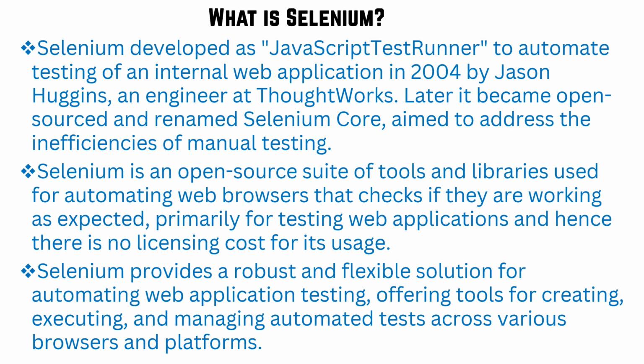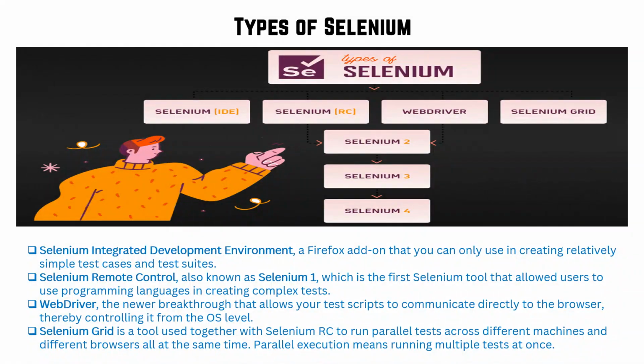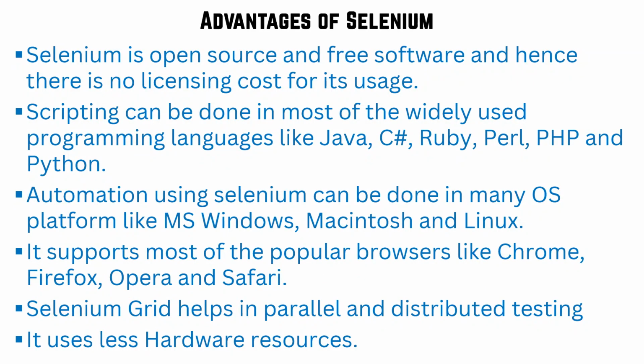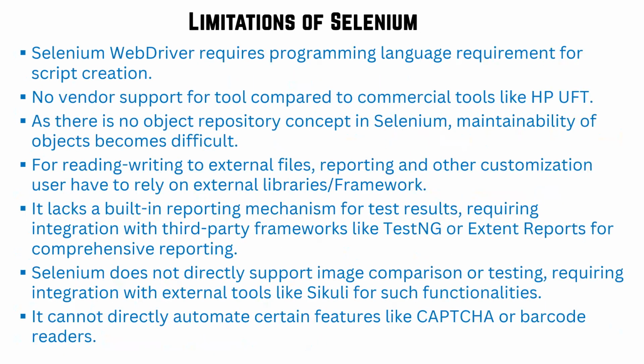Okay, Selenium was developed in 2004 by Jason Huggins, and the name was initially JavaScript Test Runner. Now coming to Selenium, it has four components: Selenium IDE, RC, WebDriver, and Grid. Selenium RC and WebDriver were integrated, and now Selenium version 4 is available. Selenium is free and supports different browsers, programming languages, and systems, and Selenium Grid helps in distributed testing. The limitation is that, being a free tool, there is no proper vendor support.